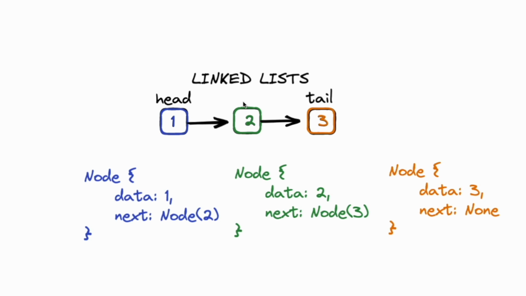Typically with linked list problems, you'll need to keep track of the head, which is the first node, and the tail, which is the last node. This is so that insertion on either end of the linked list can happen in constant time. Let's go ahead and build a linked list class and see how this works.